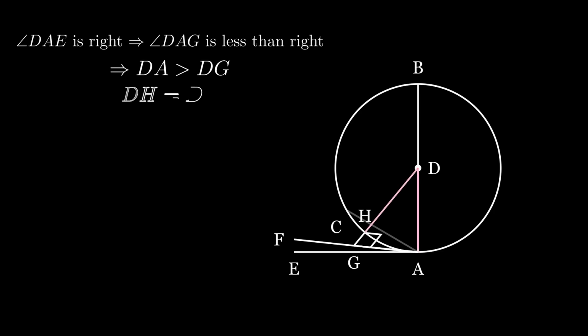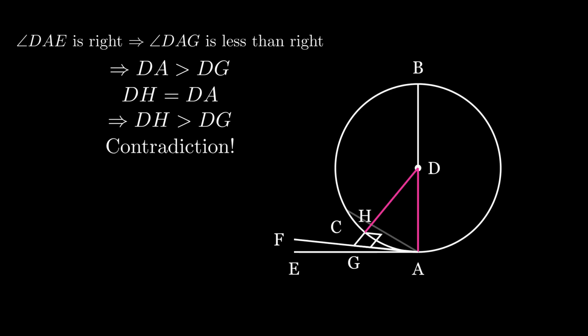Therefore, with triangle DGA, we know that side DA will be longer than side DG. But DH and DA are radii of the same circle, so DH is equal to DA. So DH is also longer than DG, which is absurd. So we have found another contradiction, and no line, such as AF, is able to be drawn between AE, which is perpendicular to AB, and the circle.